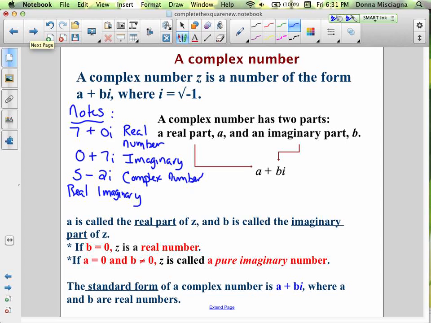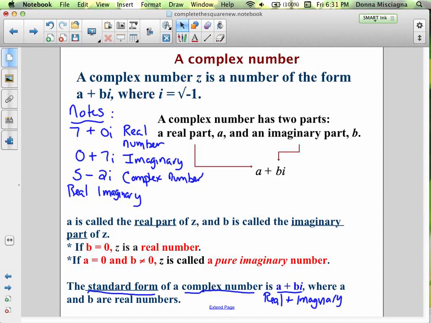The standard form of a complex number is a plus bi, where a and b are real numbers. Make sure you know, and we'll put this in your notes, the standard form of a complex number is a plus bi. We have the real part first, then we have the imaginary. And of course, if we have no imaginary part, we're not going to write 0i. There's no need to do that. And if we don't have a real part, we don't need to include 0. We can just put the imaginary part in.